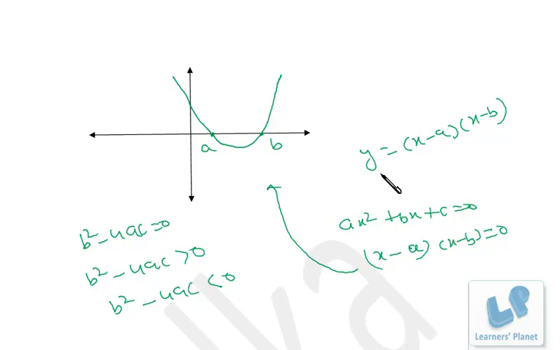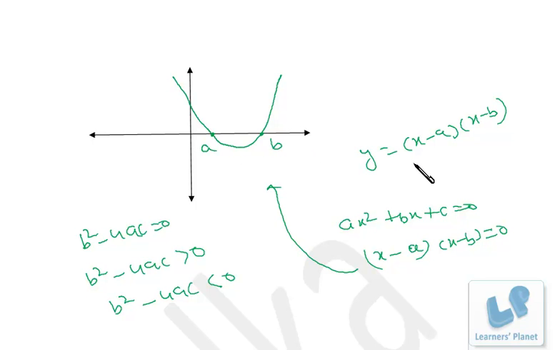This is a quadratic expression, not an equation. So if x is equal to A, then y will be 0. If you put x is equal to B, still y is equal to 0, right? So the parabola is passing through 2 points A and B. So that means this equation has two solutions, A and B.